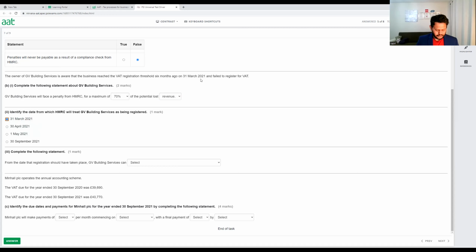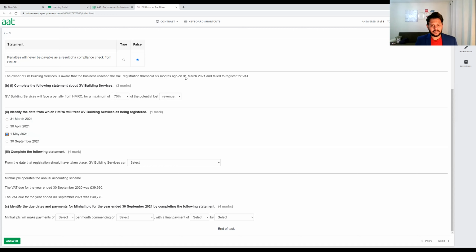So identify which date the building. Okay, there should be 6 months before the day. So if we look at the day, it will be 6 months before. So March, then April and May. So it will be 1st of May started. So it's identify the date from which HMRC will treat GV building service as being registered.